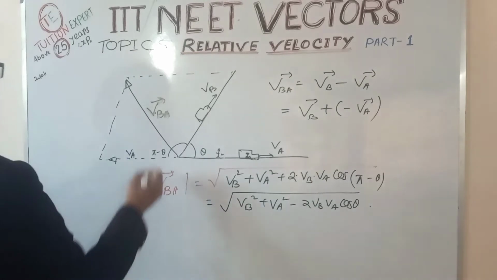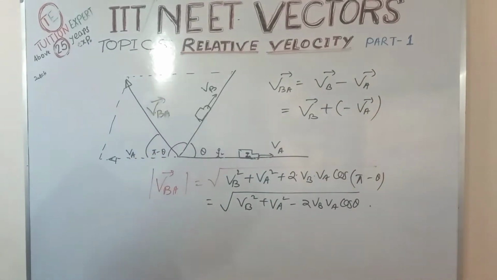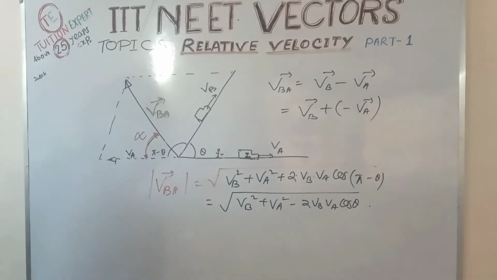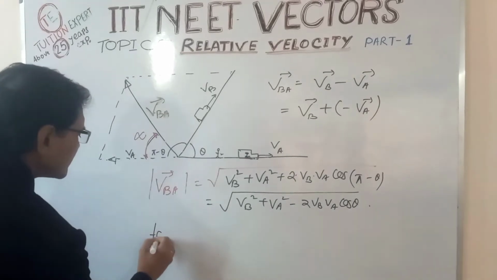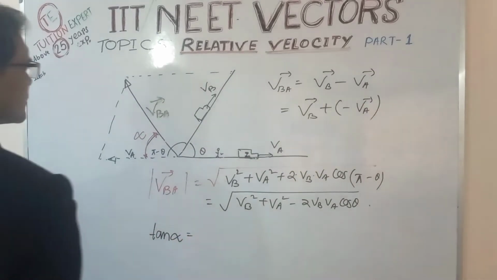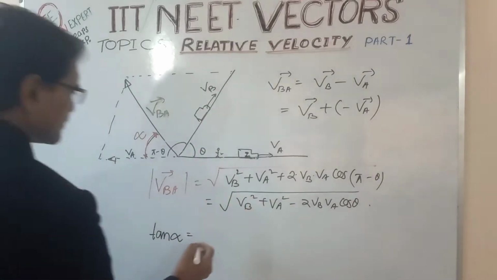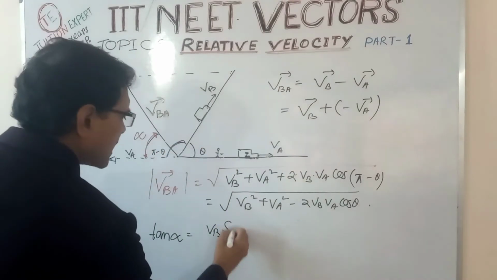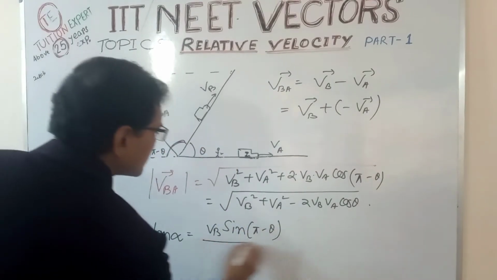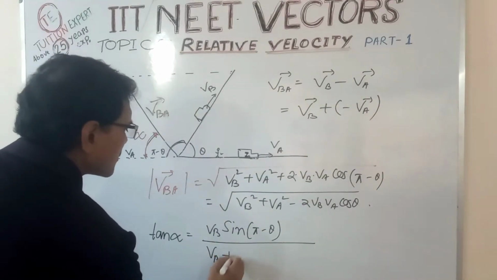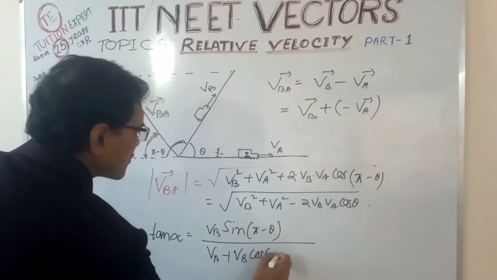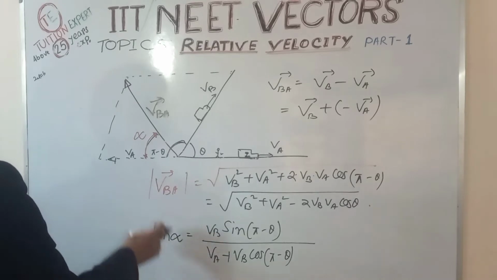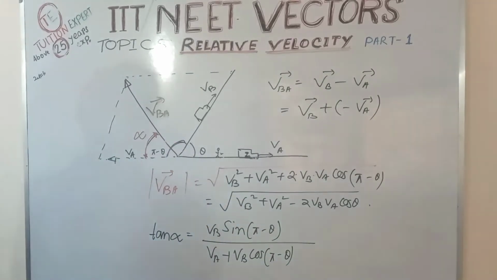Now what will be the direction? Direction is this. So this angle is alpha. We get tan alpha equal to, from law of parallelogram, VB sin of angle pi minus theta divided by VA plus VB cos of pi minus theta. So from this relation we get angle alpha. So if we get angle alpha, then we get the direction of VBA.